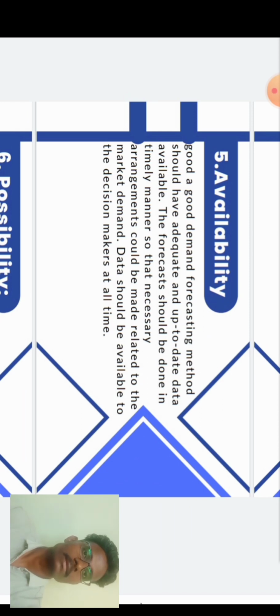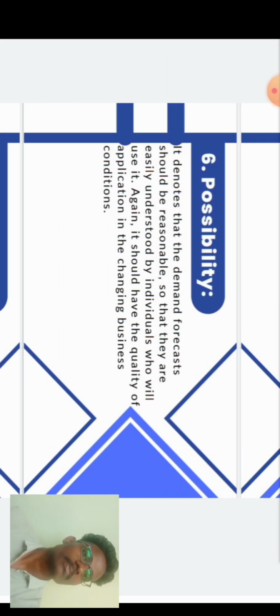Next is availability. A good demand forecasting method should have adequate and up-to-date data available. The forecast should be done in a timely manner so that the necessary arrangements can be made related to the market demand. Data should be available to the decision maker at all times. This is important in demand forecasting.